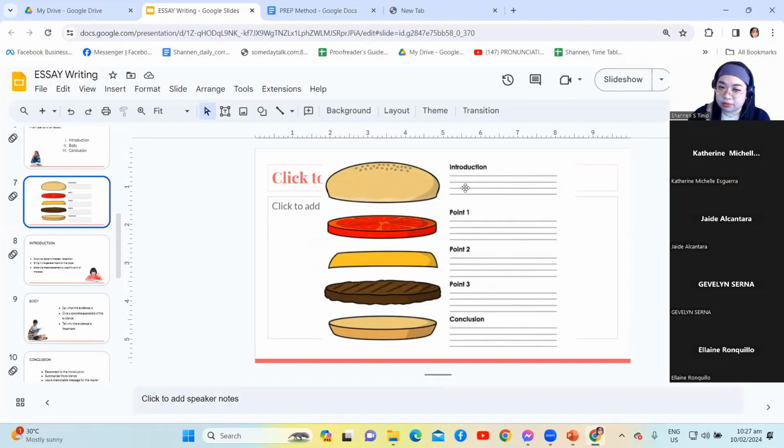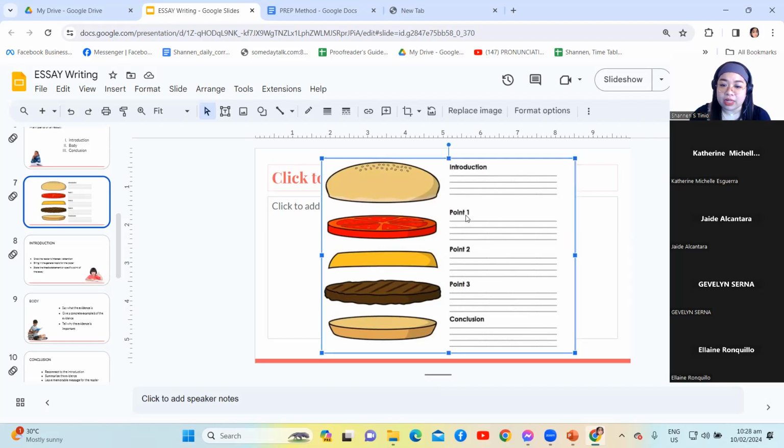Sa introduction, andyan yung hook, yung sentence na makakapag-catch ng attention ng iyong readers or listeners, and then you have the general idea of how you're going to introduce your main point or topic, and then your thesis statement, yung scope ng kung ano man yung i-discuss mo. And then paragraph. Point 1, topic sentence. Point 2, topic sentence 2. Point 3, topic sentence 3.